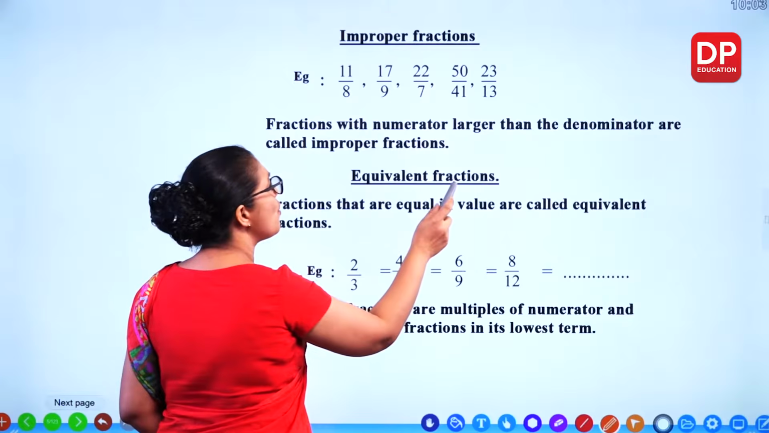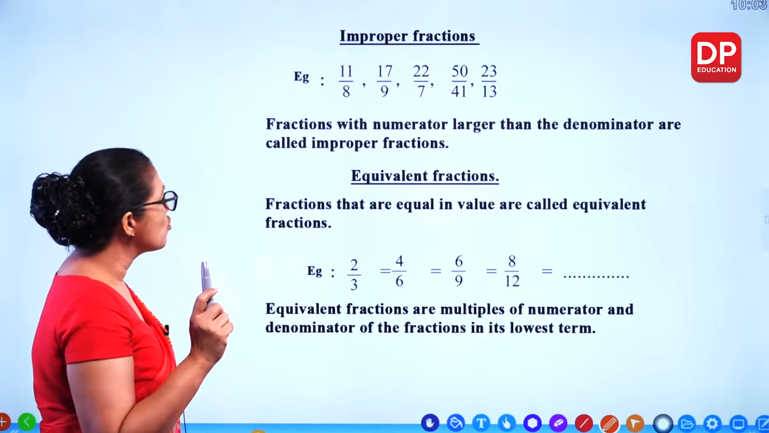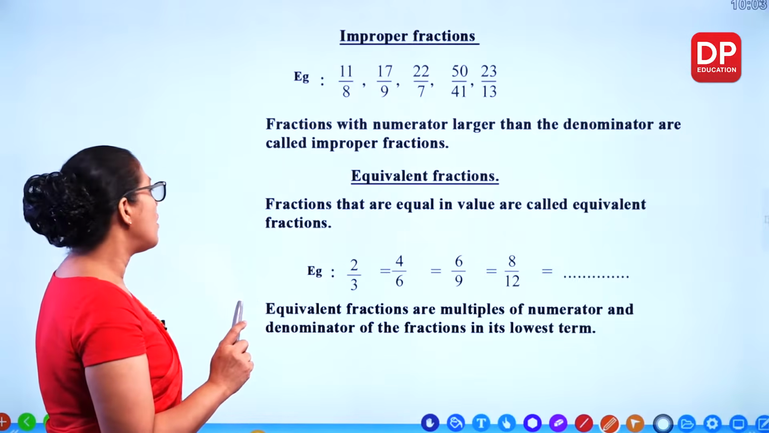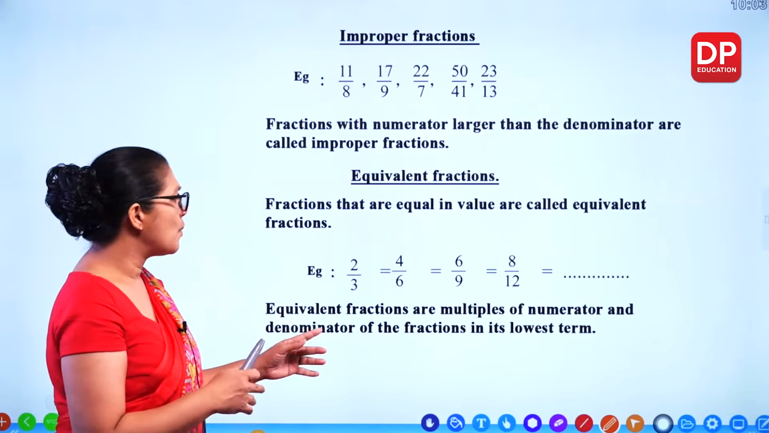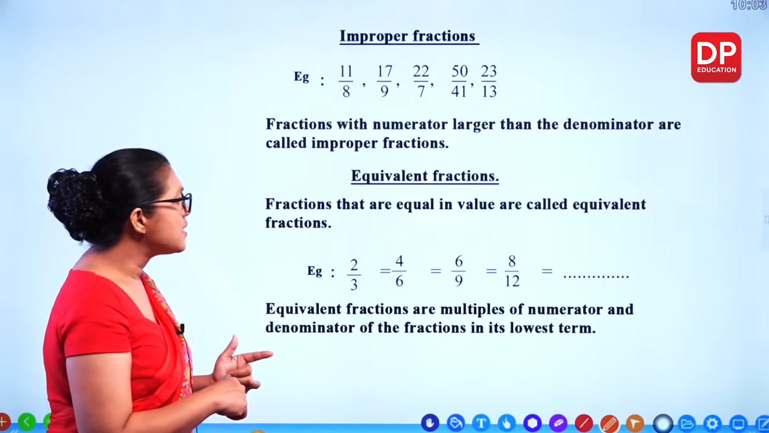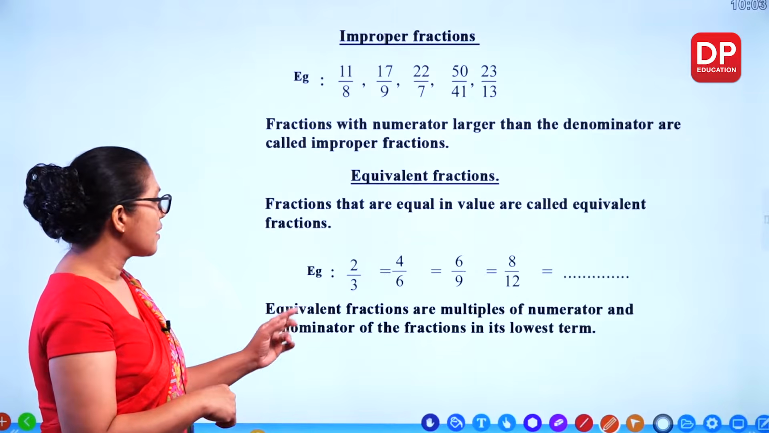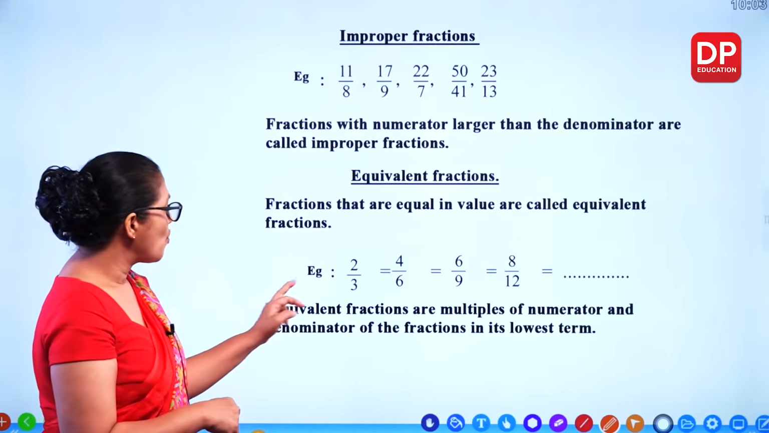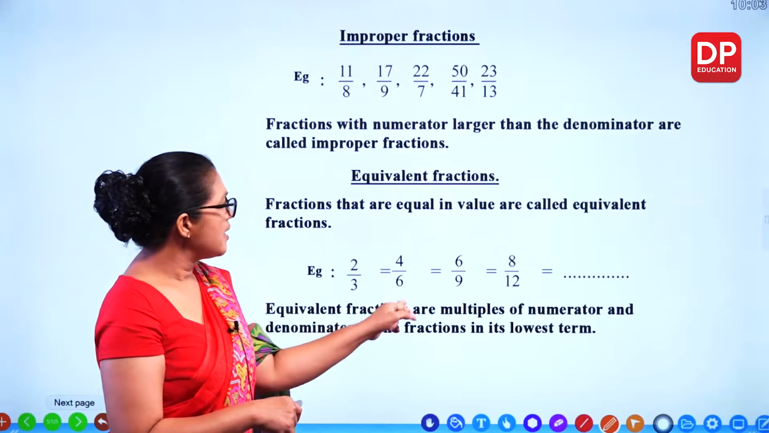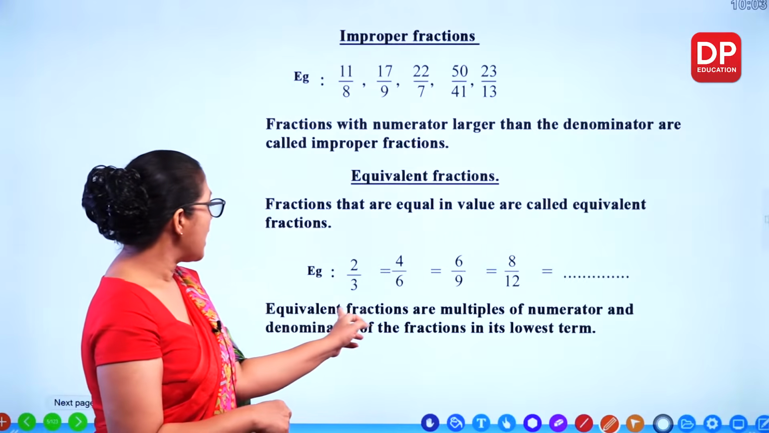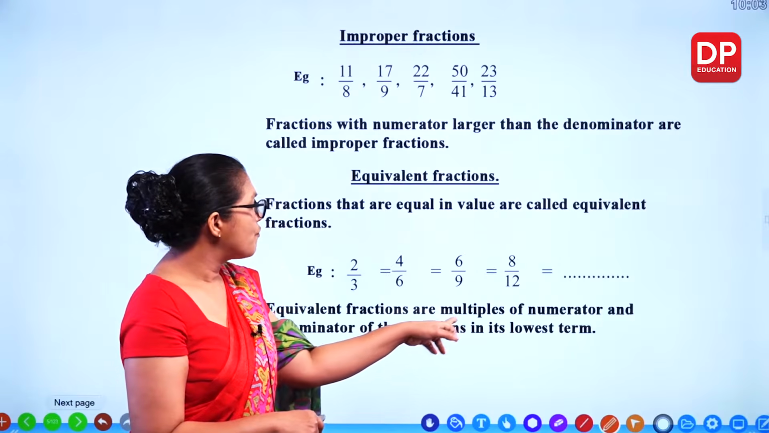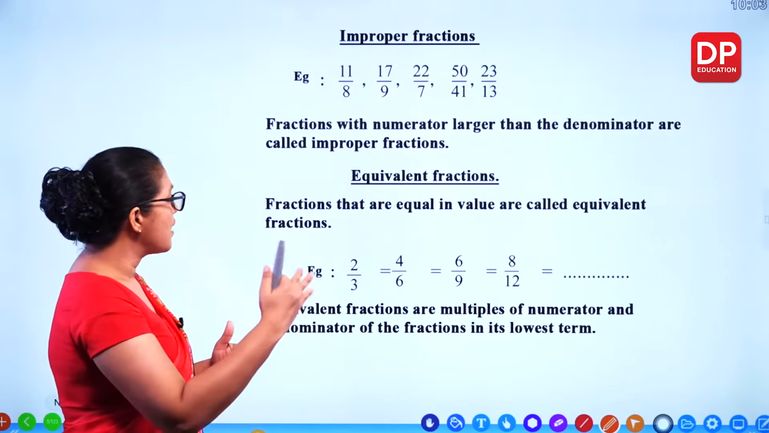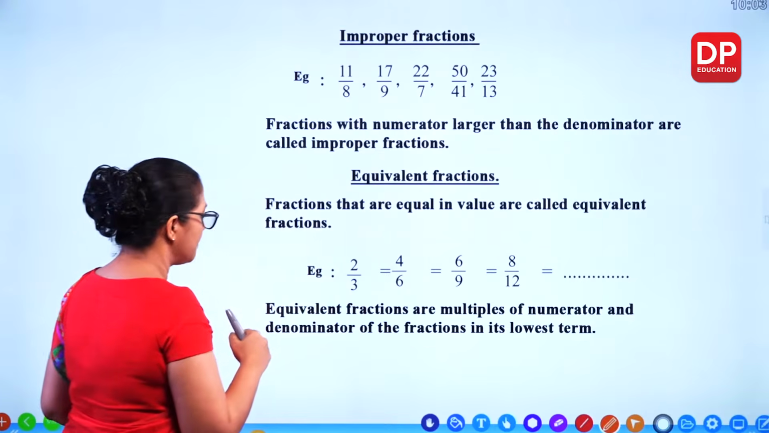And also you need to know about equivalent fractions. So what are equivalent fractions? Fractions that are equal in value are called equivalent fractions. How can you get the equivalent fractions? You can multiply or divide the numerator and the denominator by the same amount. So when you take multiples, you get equivalent fractions. When you take the multiple of the numerator and the denominator of the lowest term, you get other equivalent fractions.